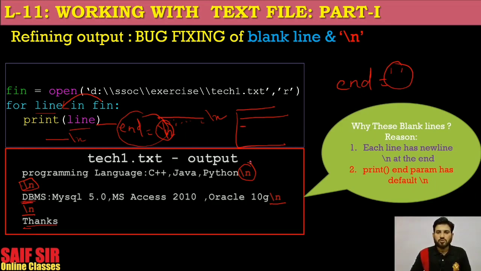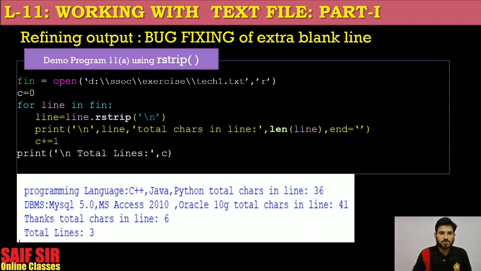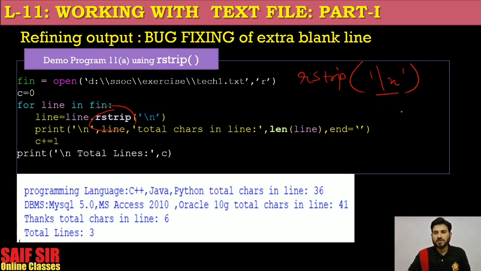Now, how to remove this \n? If you want to remove this \n, not the line, you have to use this function which I have used here. Look at this rstrip function. This rstrip function removes \n or a specified character, if it is present, from the right side. So it will strip this character from the right side.